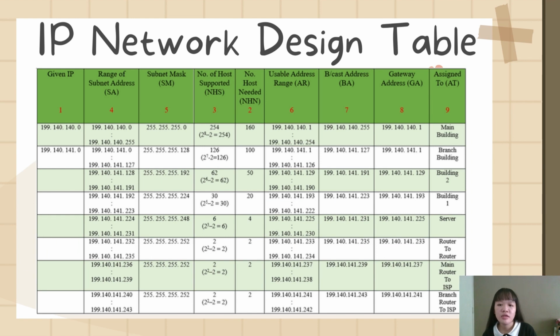For the IP network design table, this table will have several elements which are the given IP, range of subnet address SA, subnet mask SM, number of hosts supported (N#S), number of hosts needed (N#N), usable address range (AR), broadcast address (BA), gateway address (GA), and assigned to AT. In this table, the first row shows the maximum number of hosts needed to help design the IP network, and the second row is the second largest number, and so on.